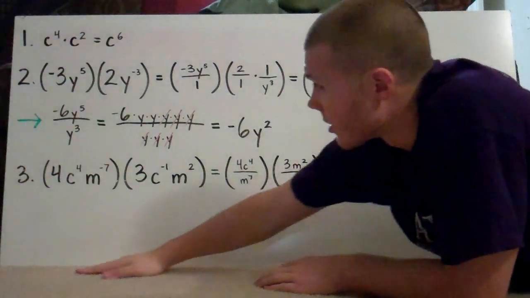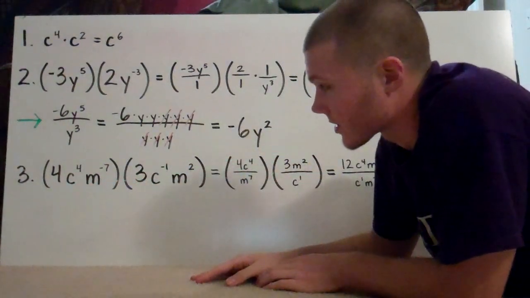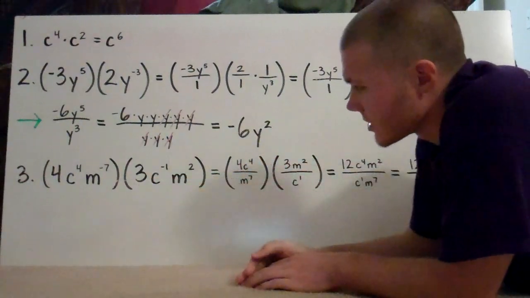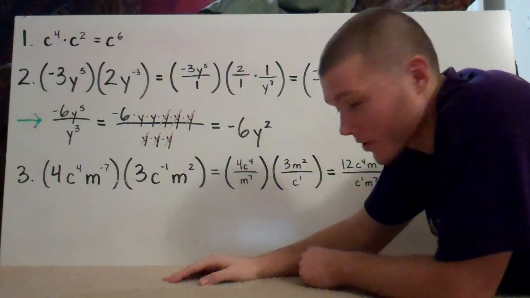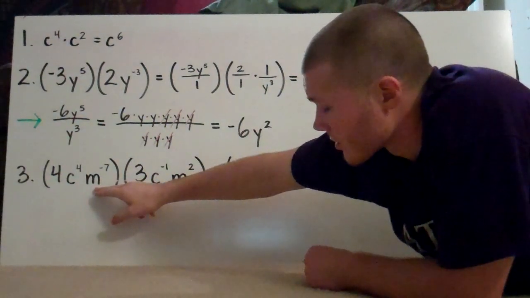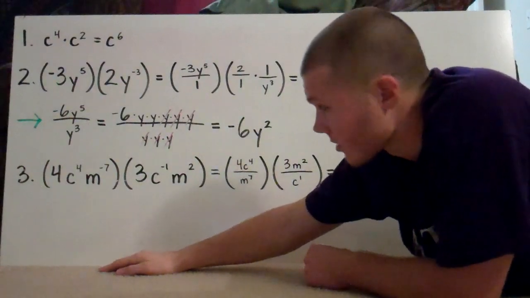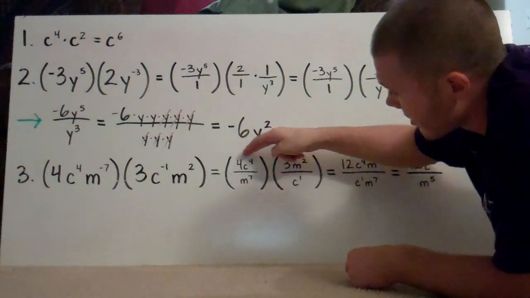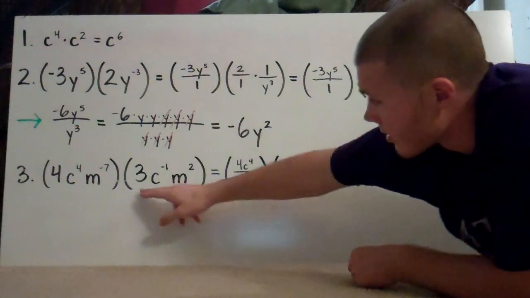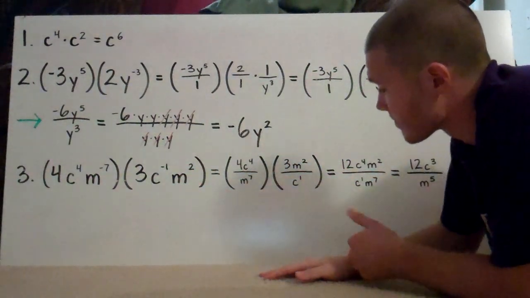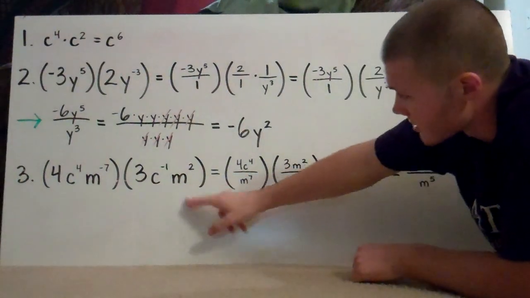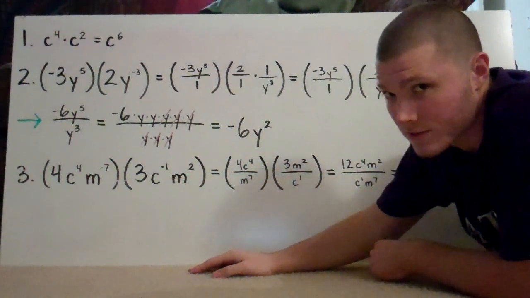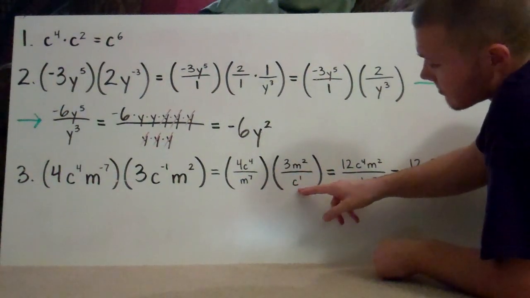I've got 4 times c to the 4th times m to the negative 7th, that's all in parentheses, times, in parentheses, 3 c to the negative 1, m to the 2nd. Close parentheses. Now since this is m to the negative 7th, I know this is going to have to go underneath everything else. So m to the negative 7, I'm going to turn it into positive, but I'm going to put it underneath everything else. And then 3 times c to the negative 1 times m to the 2nd. Well, 3 and m to the 2nd are going to stay on top, but I've got to turn that negative 1 into a positive 1 by putting that c on bottom to the first power.